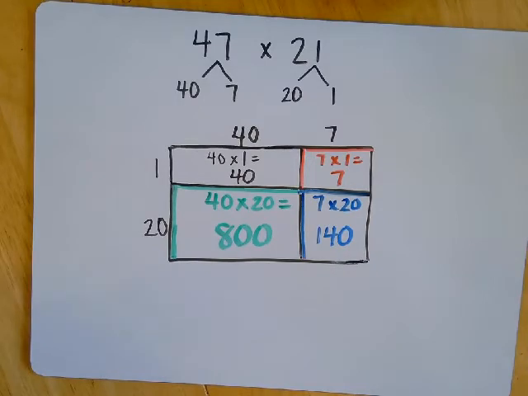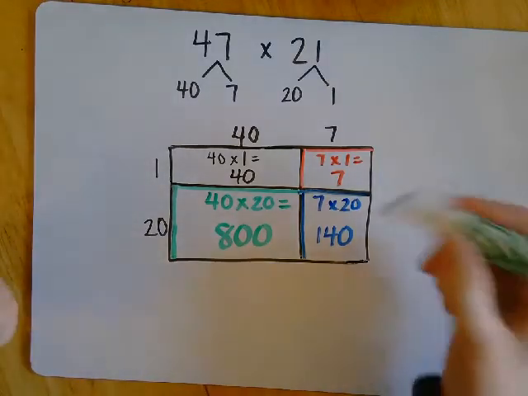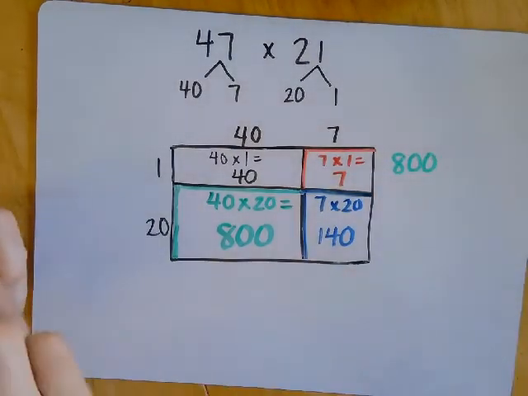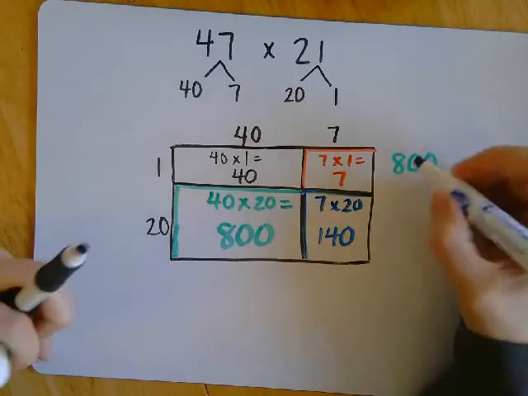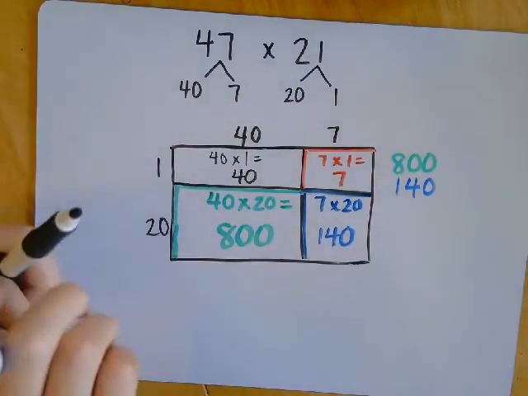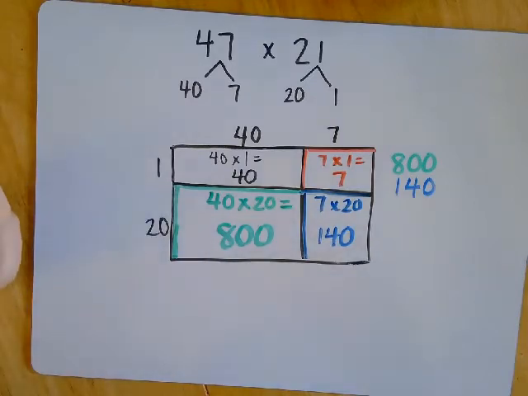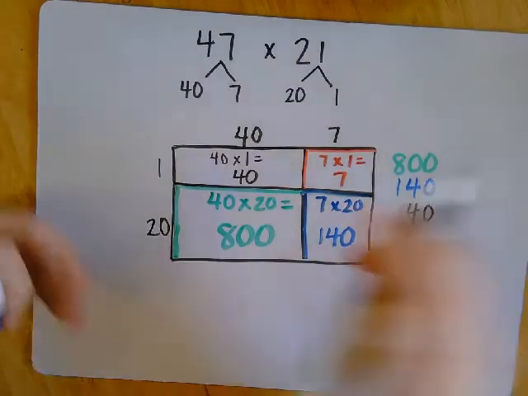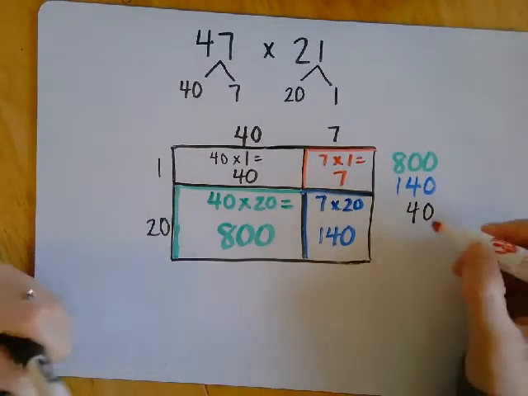I have all of my parts. I like to add them together from largest number to smallest number. So I'm going to start with the 800. Then I will add 140. Sorry, not multiply, add 140. And then the next one is 40. And then 7.